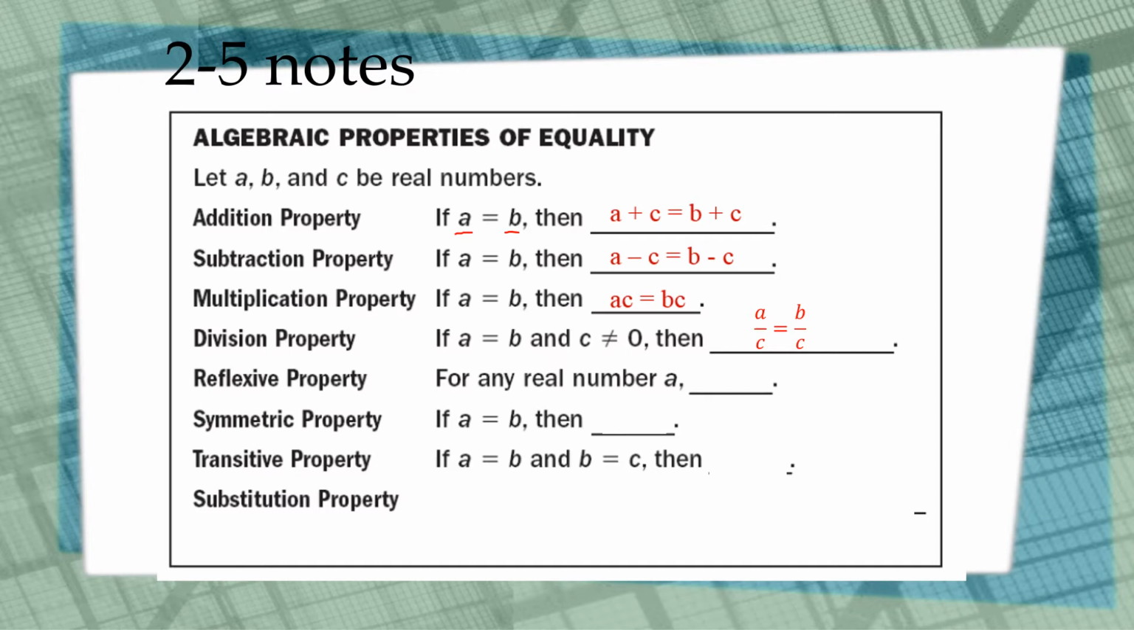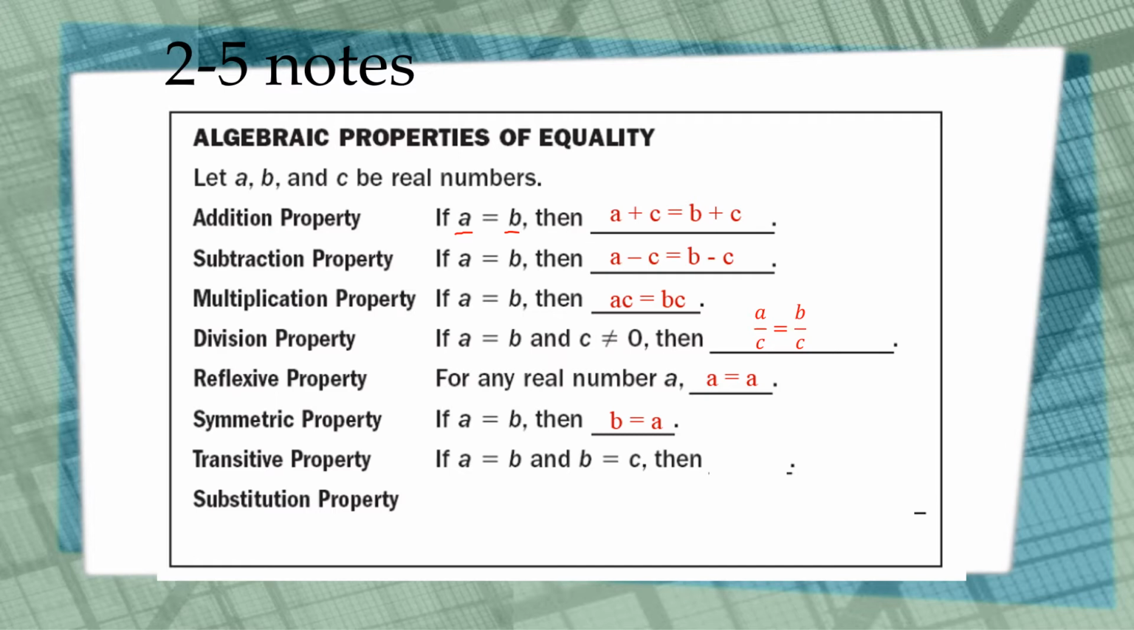So anyway, now let's get to something you've seen before, but you're kind of like, oh. So the reflexive property, all it says is, for any real number A, it's equal to itself. So literally A equals A. The symmetric property says, hey, if I have A equals B, then I can say B equals A.